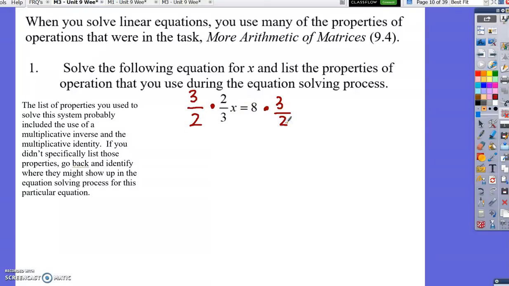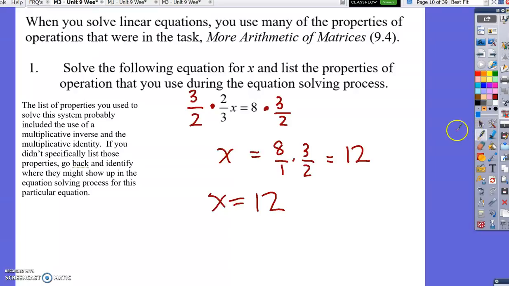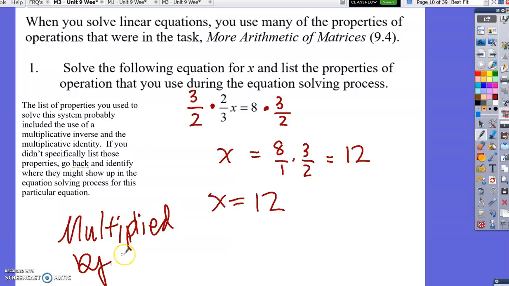Well, 3/2 is the multiplicative inverse of 2/3, giving me x equals 8 over 1 times 3 over 2, which is 12. So x is 12. And the process I used is I multiplied by the multiplicative inverse on both sides and simplified. It's pretty simple.